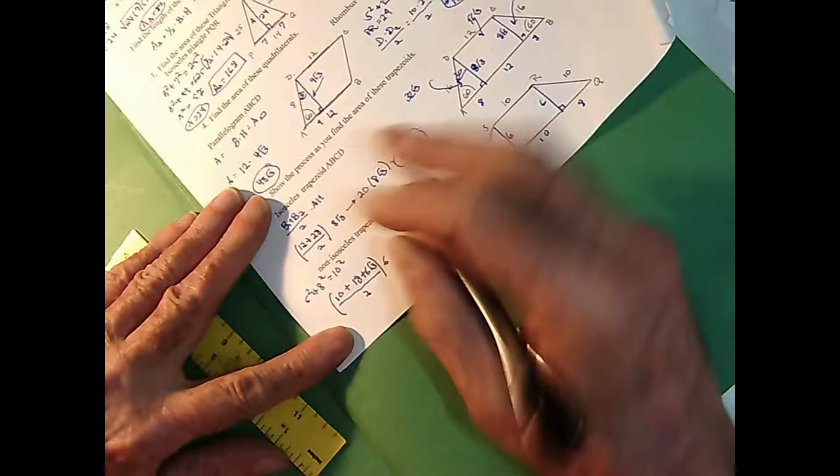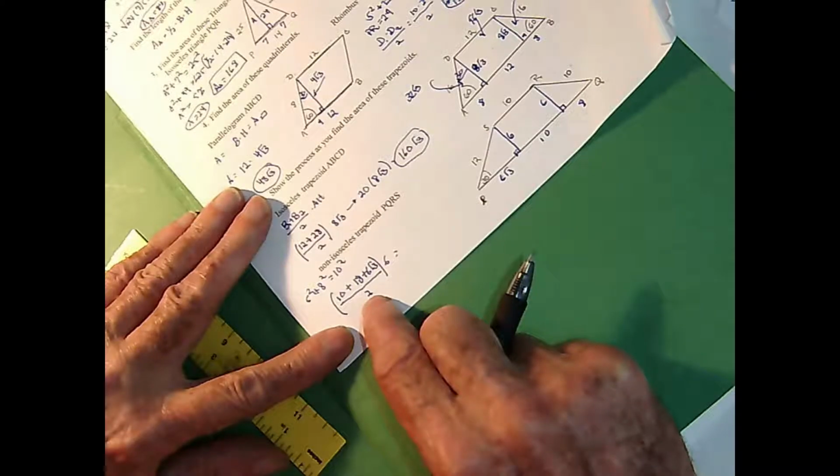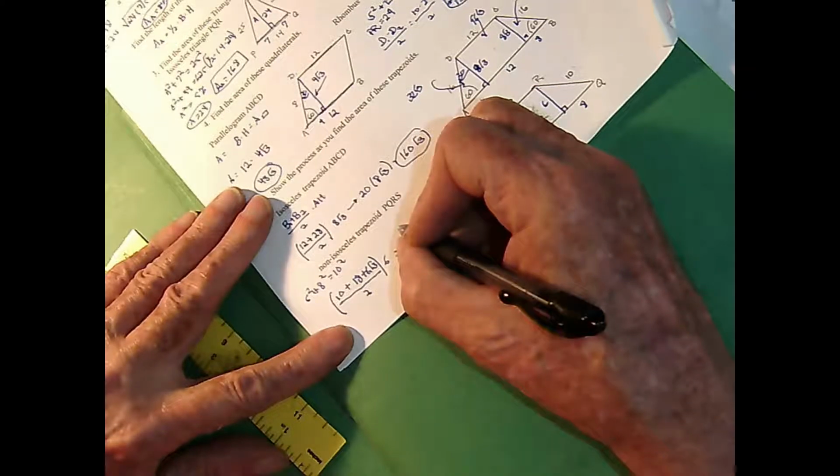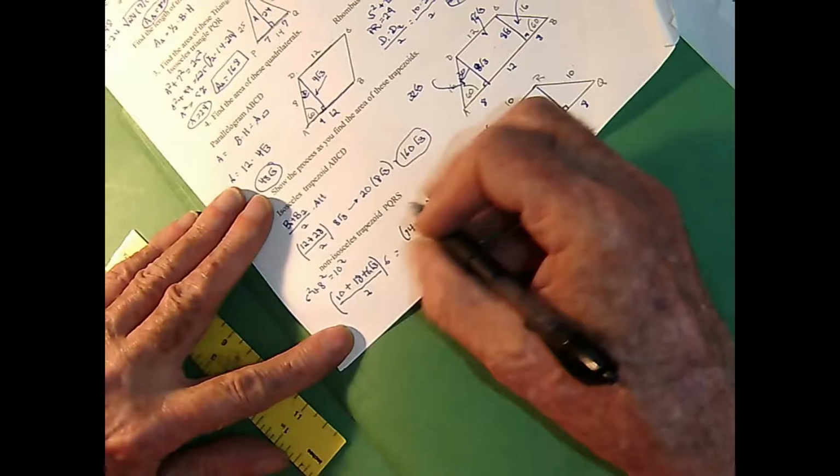Now here, we have 28, which we can divide by 2, and that'll give me 14. Plus, the 6 square roots of 3 divided by 2 gives me 3 square roots of 3. Just want to clean up this before I multiply it by 6. And now 6 times 14 is 84, plus 18 root 3.